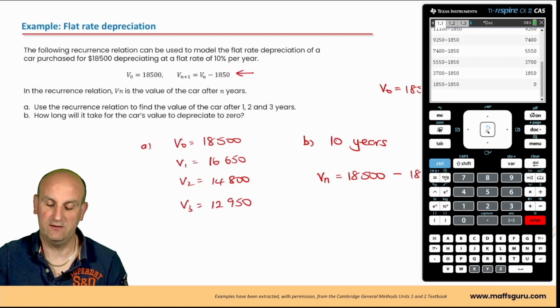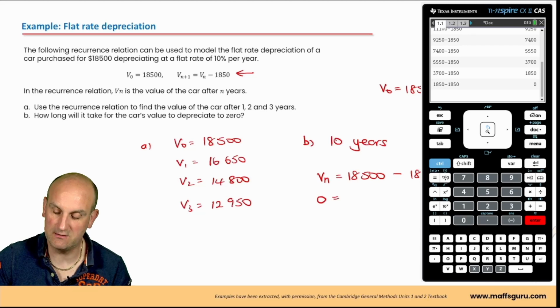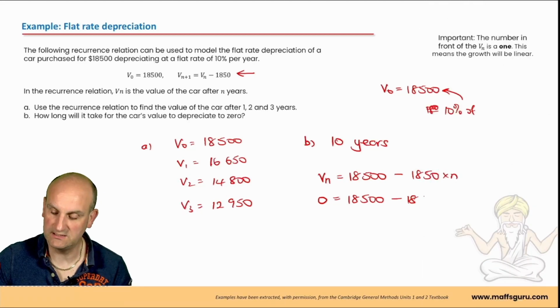Now, what it wants here is it wants my final value to depreciate to 0. So we want this to be equal to 0. 18,500 minus 18. Let me clear my calculator so this actually makes sense.